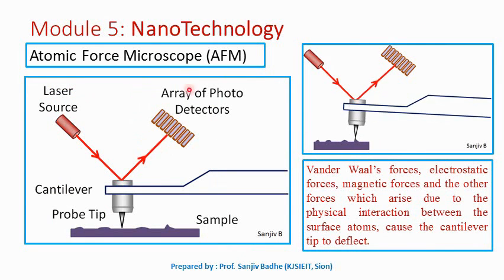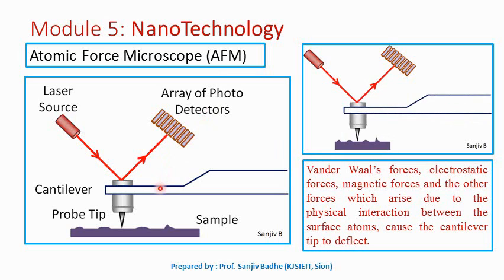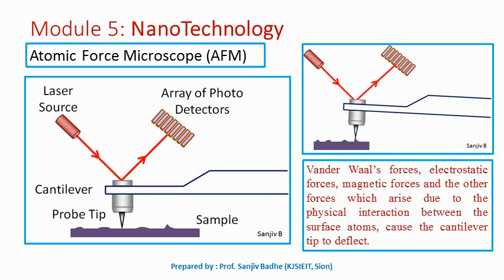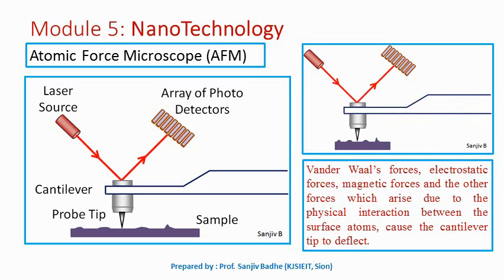Next is the atomic force microscope, called AFM. This atomic force microscope is a high resolution scanning probe type microscope. So there is a probe here. It is a tool for imaging, measuring and manipulating matter at the nanoscale. It can image all types of surfaces including polymers, ceramics, composites, glass, biological samples, etc.